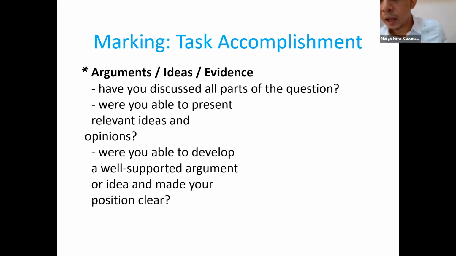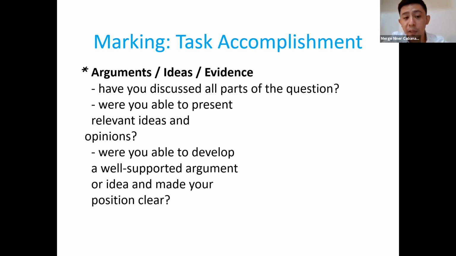Again, in the exam, your examiner will be assessing 4 criteria. The first thing is task accomplishment. Task accomplishment basically measures whether your arguments, ideas, and evidence were all relevant to the topic that you're trying to discuss. Did you discuss all parts of the question? If you only discuss some parts of the question, then you're not addressing everything entirely. That's why in getting a high band score for task accomplishment, what's important is that you understand the question and underline important keywords, which you will be using for your presentation of ideas. Have you discussed all parts of the question?